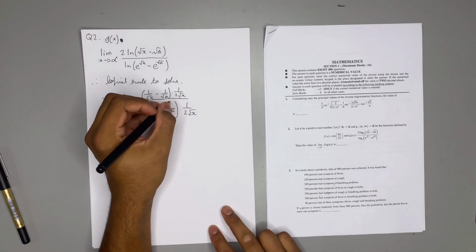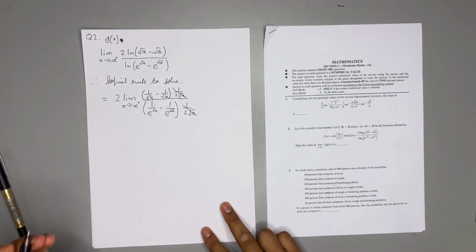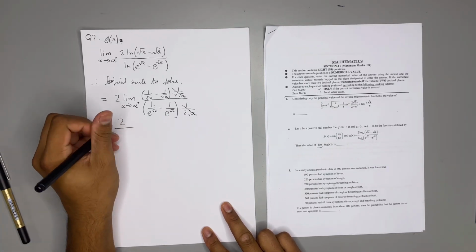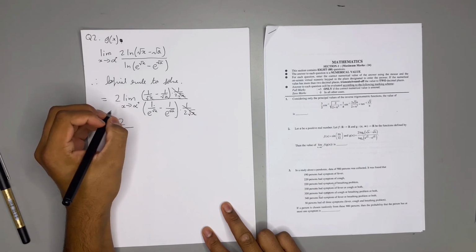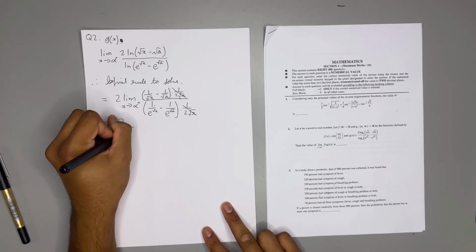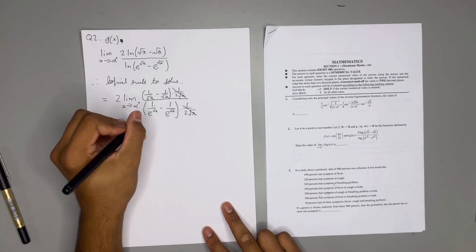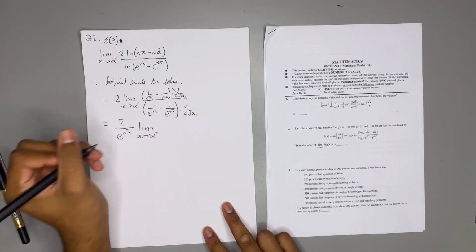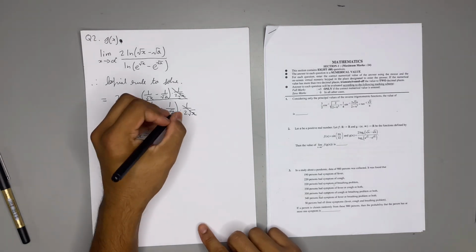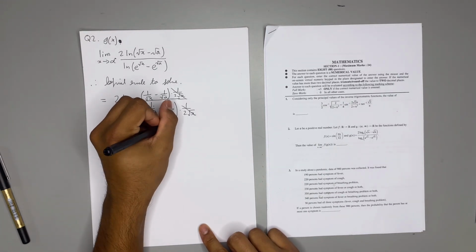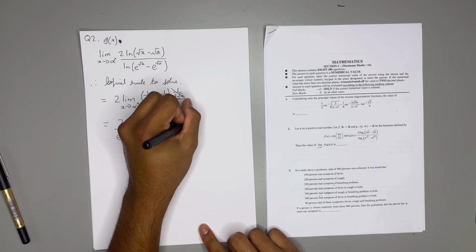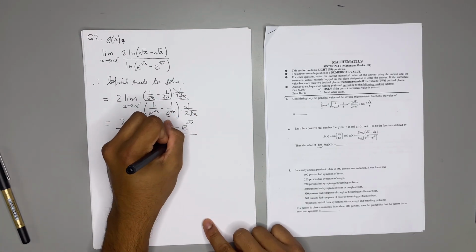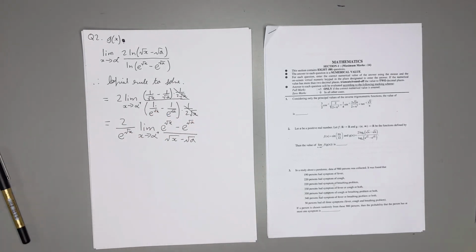Common terms here, they get chopped off, gone. Further simplifying this, we then get 2 upon e to the root x, limit x approaching positive alpha, we get e to the root x minus e to the root alpha, all upon root x minus that.